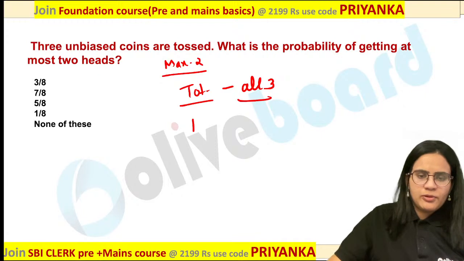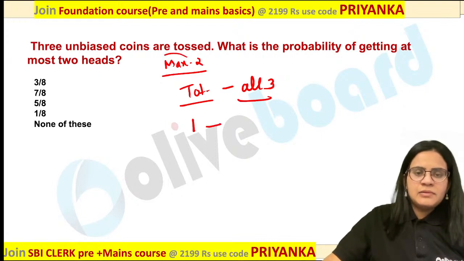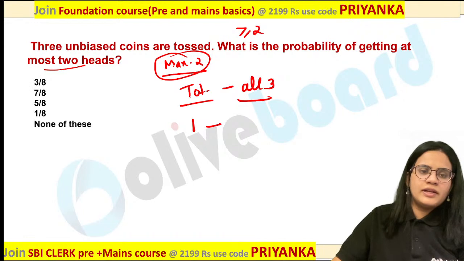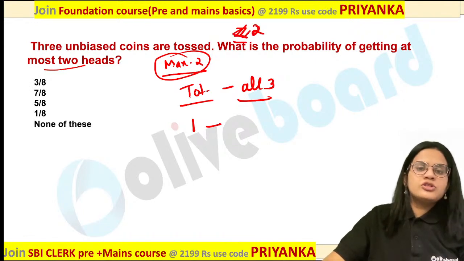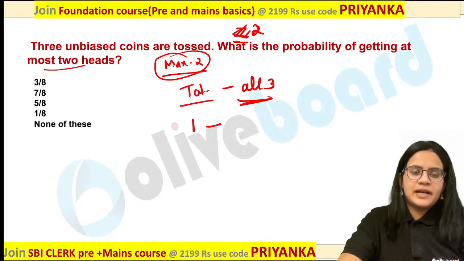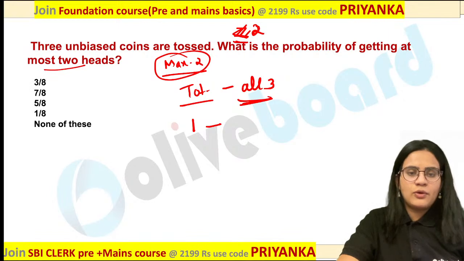So what is the total probability? It is 1. Maximum 2 is what I want over here. At most 2 means maximum 2, lesser than or equal to 2. So what will you subtract from this? Where all 3 are heads will only be subtracted. Other cases would be counted over here.